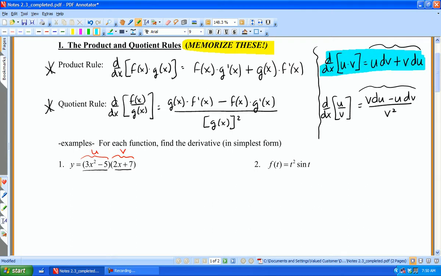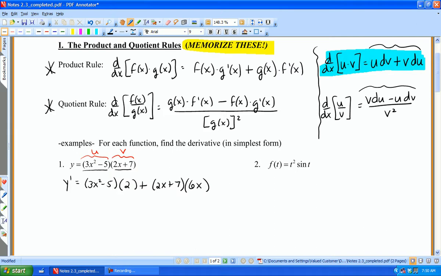And again, I like to do it with the u's and the v's. So here we go. Y prime equals, okay, according to the rule, I write my u, so 3x squared minus 5, times the derivative of v. Well, v is 2x plus 7, so the derivative is 2. Plus the v, 2x plus 7, times the derivative of u. The derivative of 3x squared would be 6x. All right, that's fine. That's it.